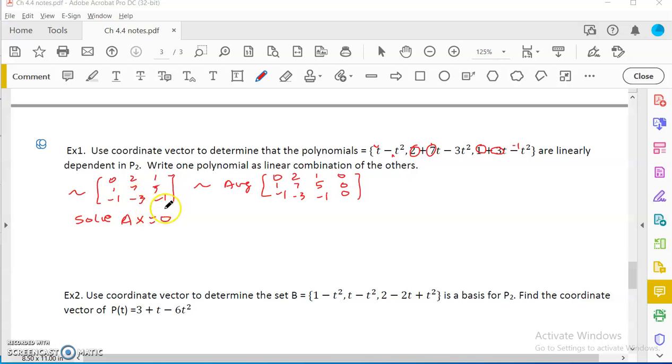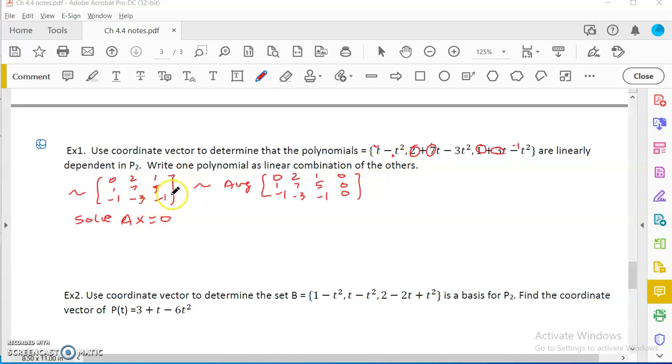We're continuing with using coordinate vectors to determine if sets of polynomials are linearly dependent in the space of polynomials of degree 2. And then, if they are dependent, write one polynomial as a linear combination of the others.